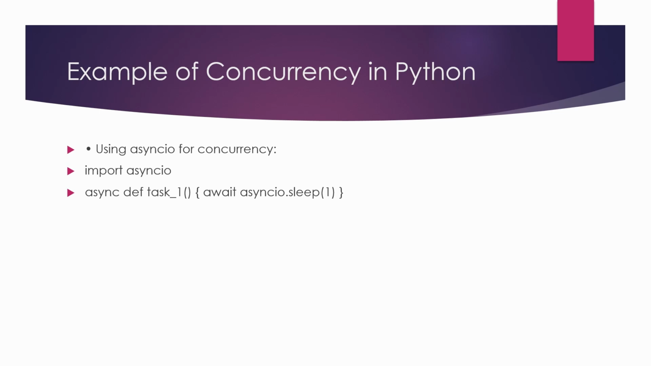In Python, we can implement concurrency using the asyncio library. This allows us to define tasks that can run concurrently by utilizing asynchronous programming. For example, we can run multiple tasks concurrently with the await keyword, managing their execution efficiently.